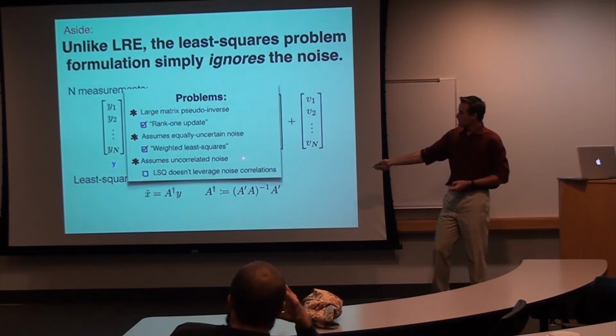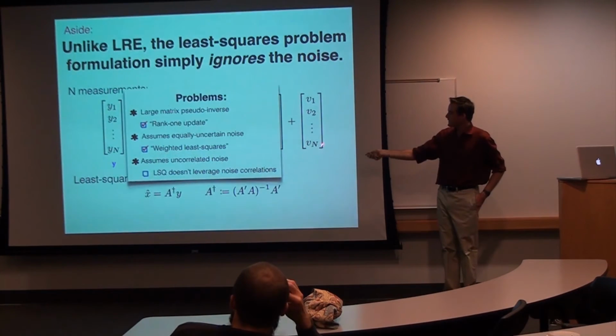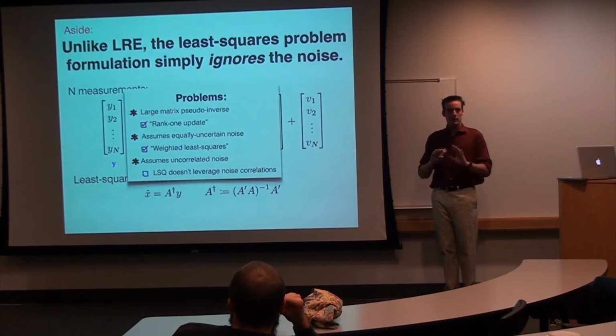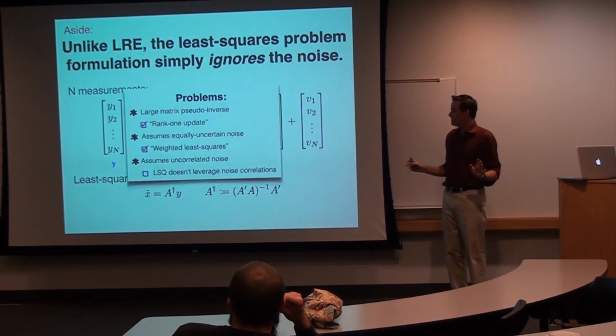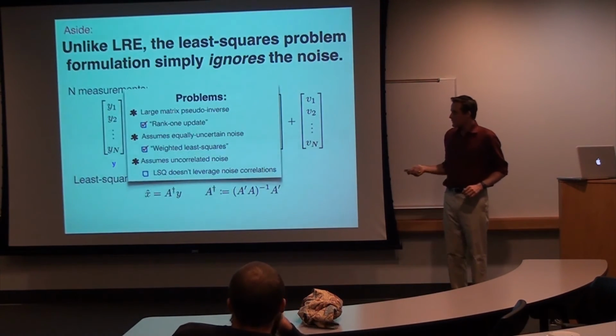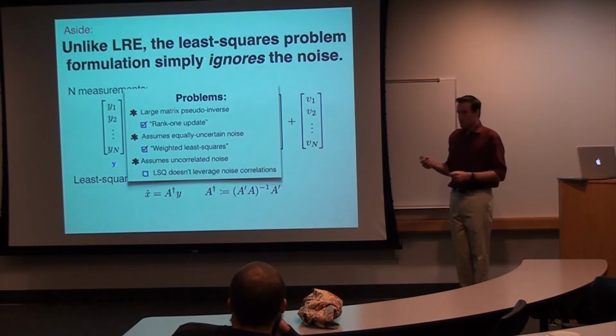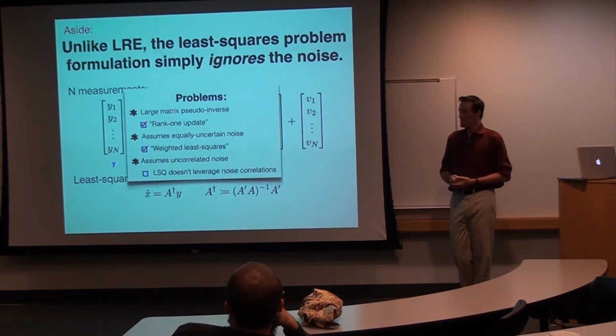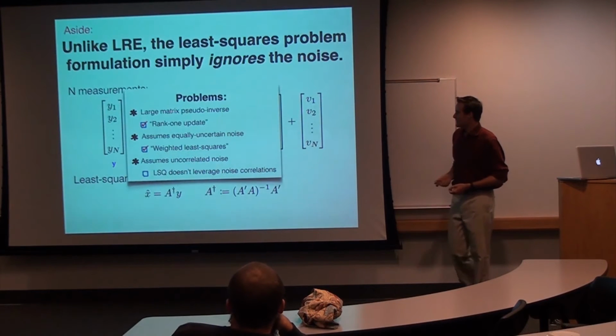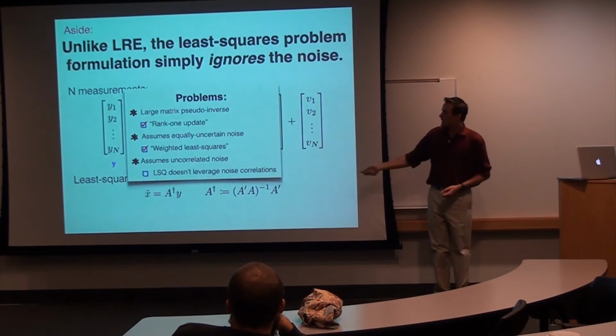There's one more point, which is that least squares, because it ignores this noise, assumes that essentially all the noise is uncorrelated. Because of that, least squares doesn't really leverage the relationships that there might be between successive measurements. This is something where the linear recursive estimator can help you out, but least squares, because it just ignores the noise, is not quite appropriate. It's a very useful sledgehammer, but in this case, it's not quite as appropriate. So here's what I mean by correlated noise.